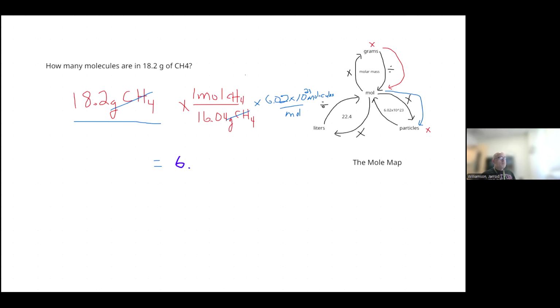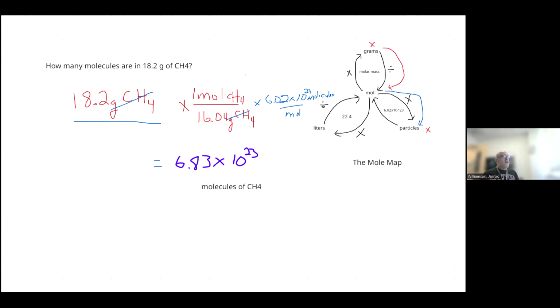6.83 times 10 to the 23rd. And then I'm going to type the rest. Molecules of CH4.